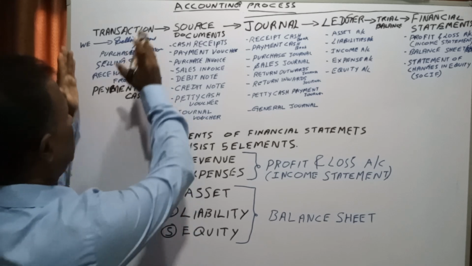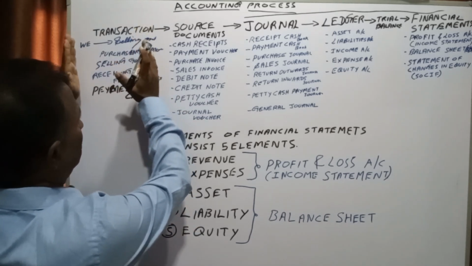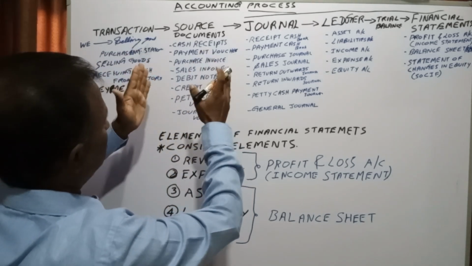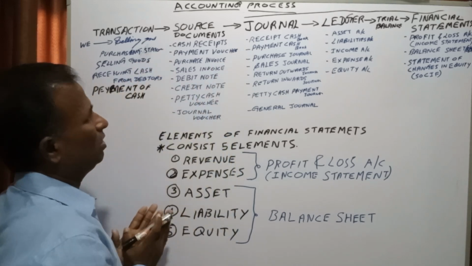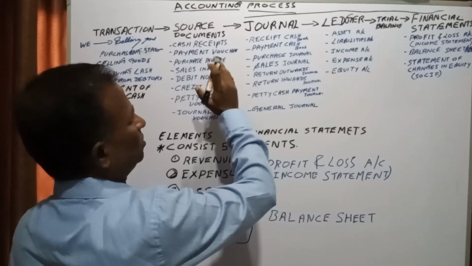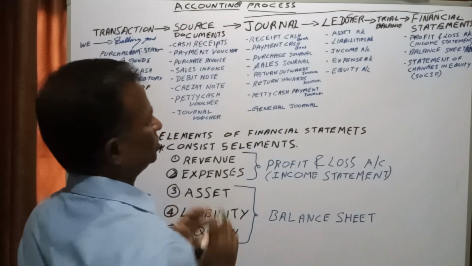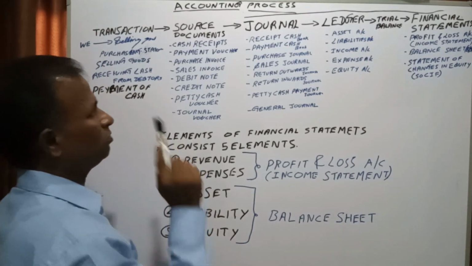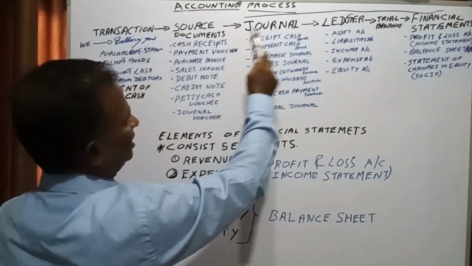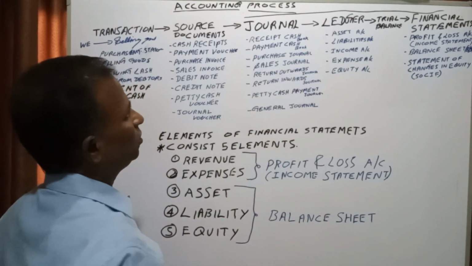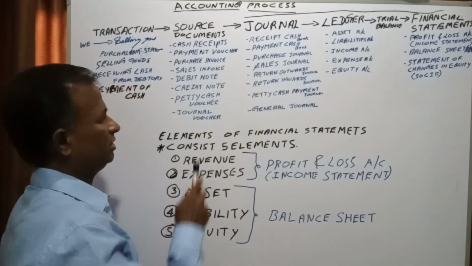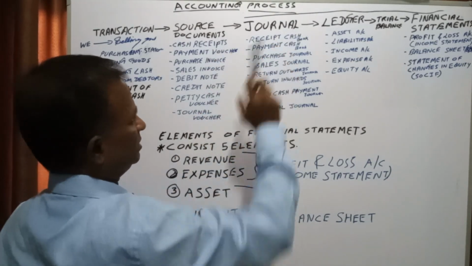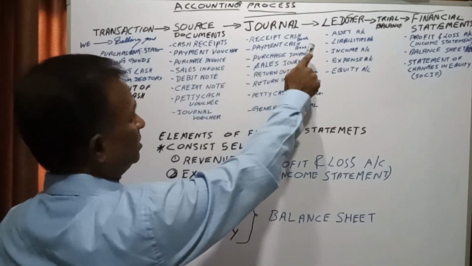We have gone through the transaction. Now we have received the source documents. Now we are going to record it in journal books, or the set of books of accounts. In that set of books we have journals. Commonly we say journal, not journal entry. Journal entry is something different. Journal voucher is something different. This is journals.